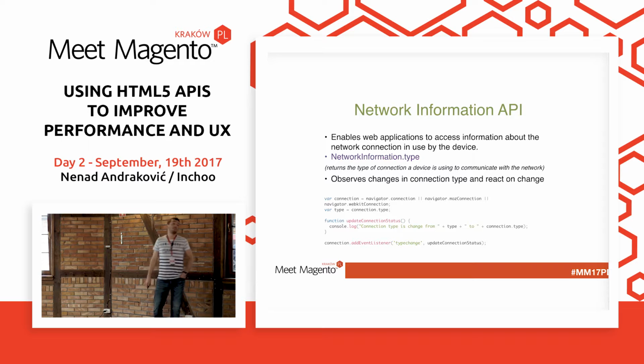Network Information API, one of my favorites. You can gather information about the network that the device is using. Is it Wi-Fi? Is it 3G, 4G? You can even measure the speed. Not exactly accurate, but you can get close. How? There are a few tricks.